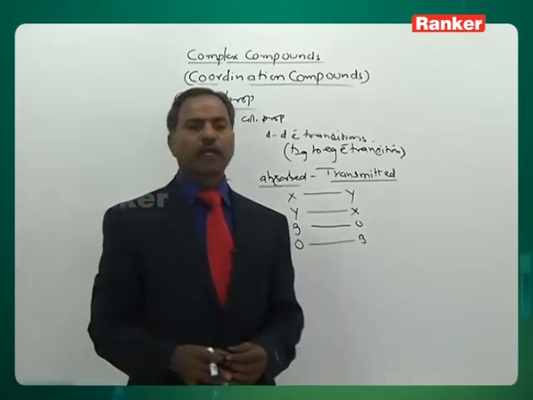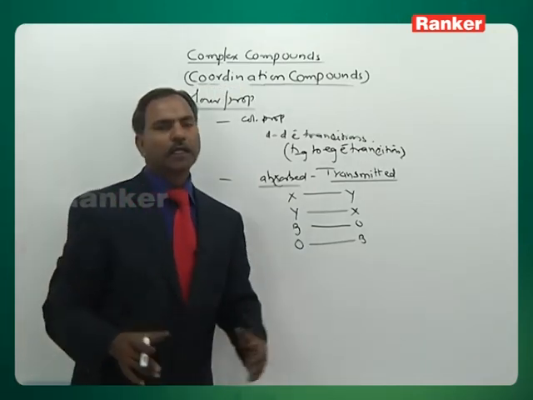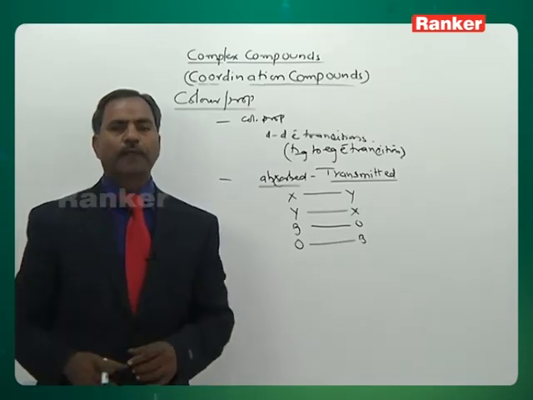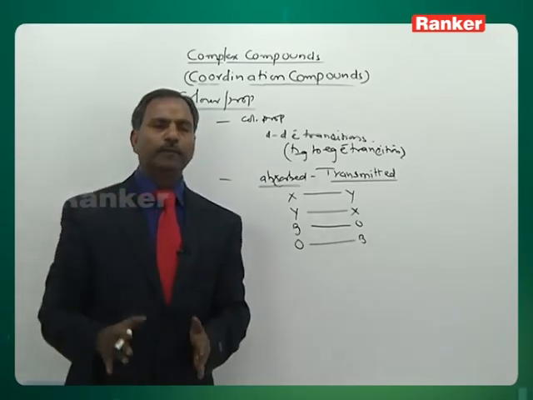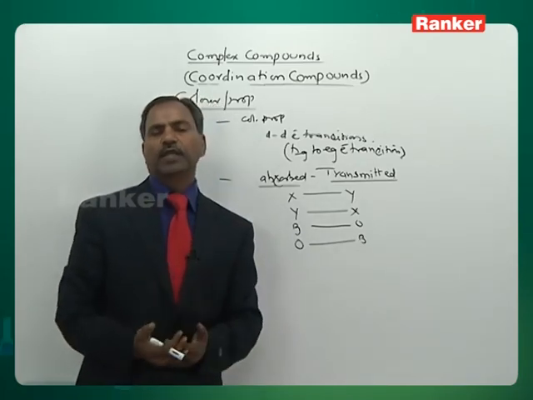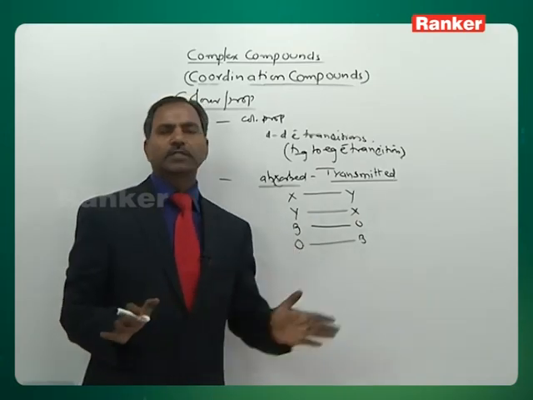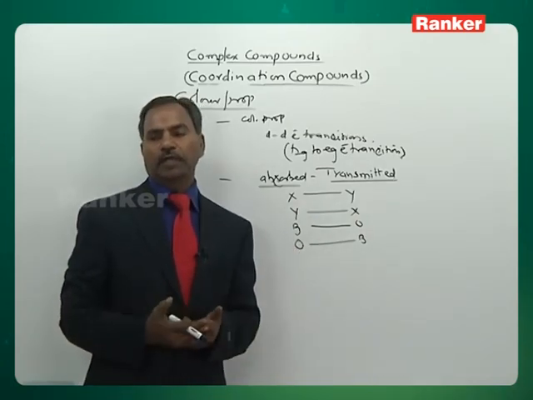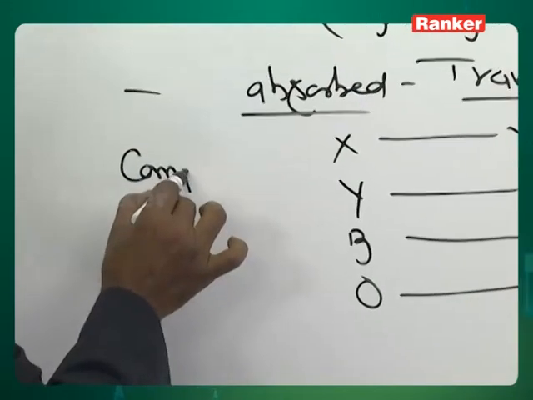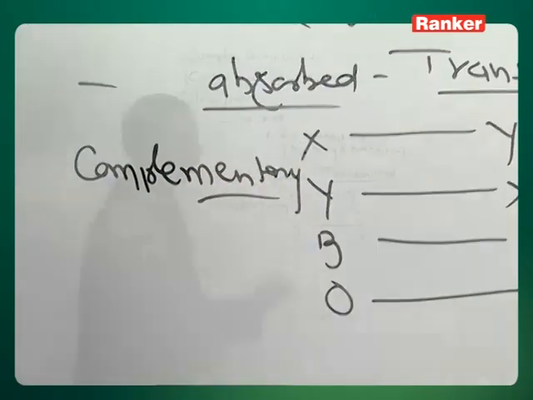Either you consider X and Y, or blue and orange, these particular pairs of colors are known as complementary colors. The pairs of complementary colors were thoroughly discussed already in d block elements. I have given a table of which colors are absorbed and which are transmitted. The pairs of absorbed and transmitted colors are known as complementary colors.